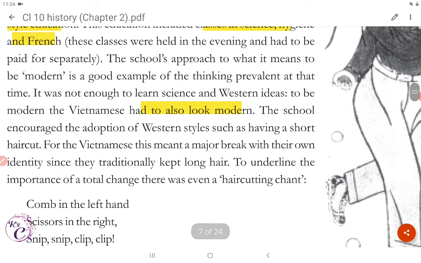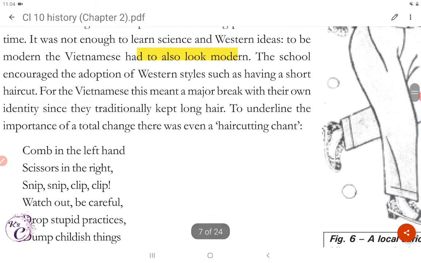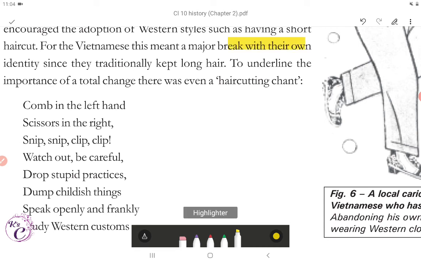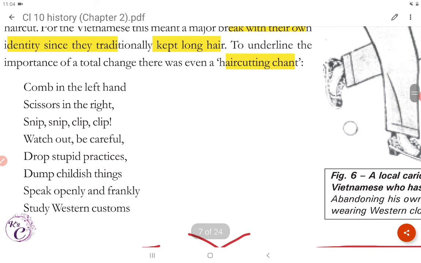The school encouraged the adoption of Western styles such as having a short haircut. For the Vietnamese, this meant a major break with their own identity since they traditionally kept long hair. To underline the importance of a total change, there was even a haircutting chant.